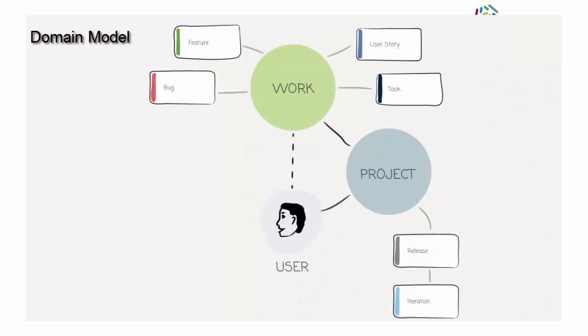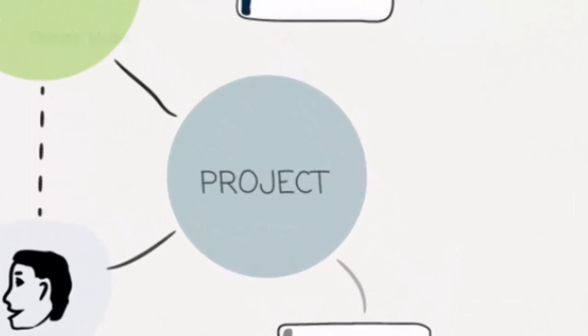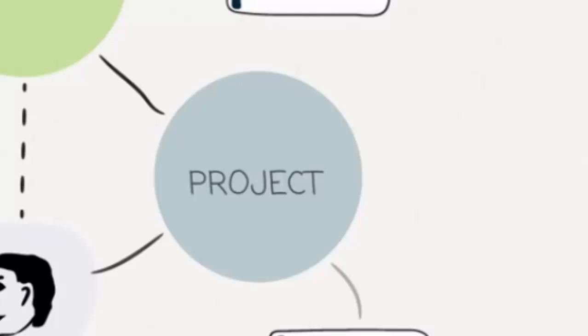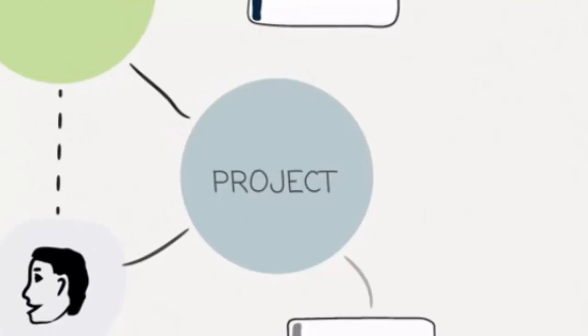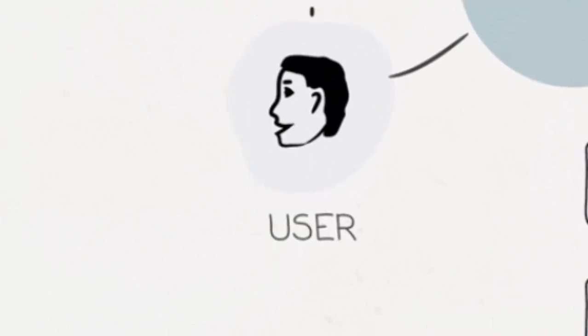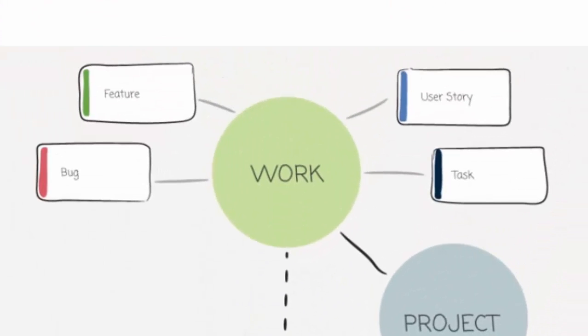Let's go through some basic domain model to see how it works in the structure of TargetProcess. A project is the main place for storing information. So when we start, the first thing we need to do is adding a project. Next, we need to add some users to the system and then assign them to work on a project. Then we need to add some work to our project.